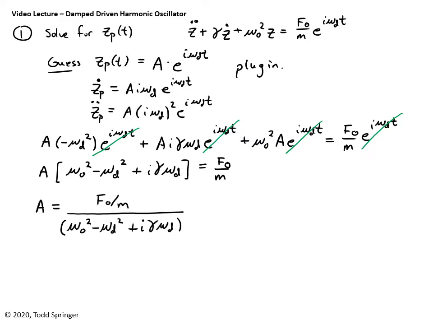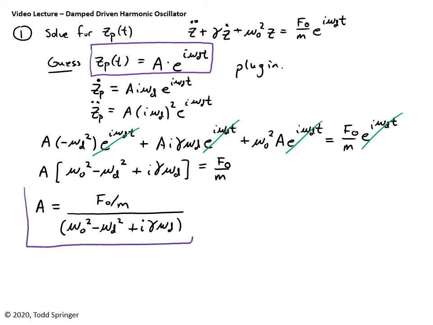And there you have it. So we found a particular solution to z, right? We guessed this, and we found that we were able to solve the ODE if A is equal to this. So we have a solution to the complex equation.